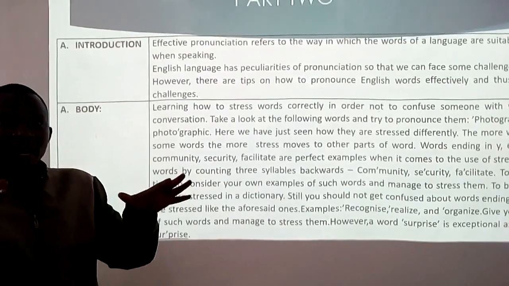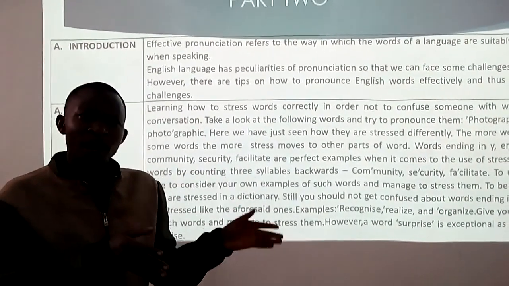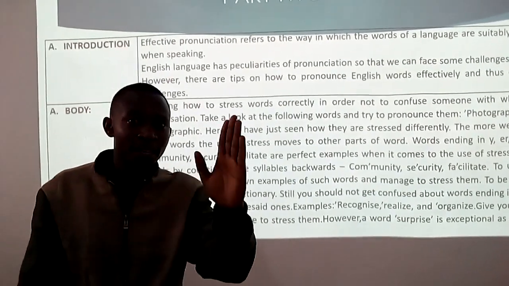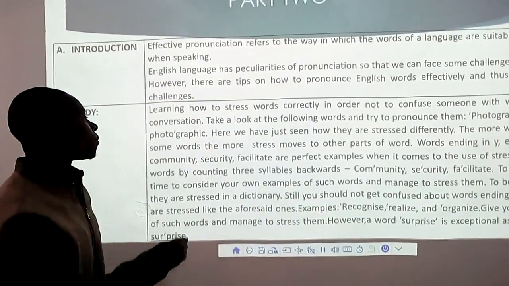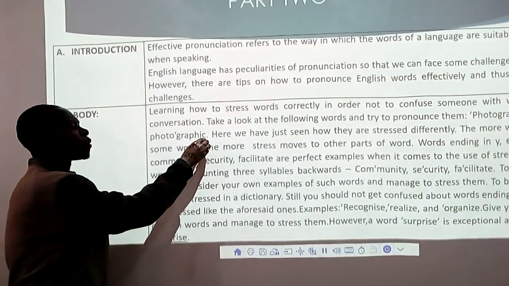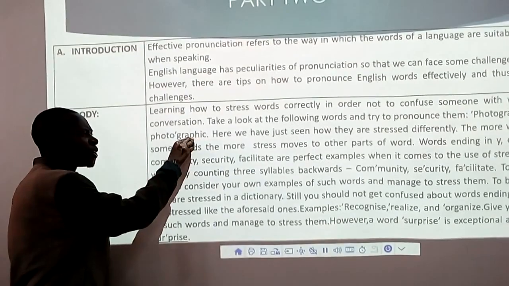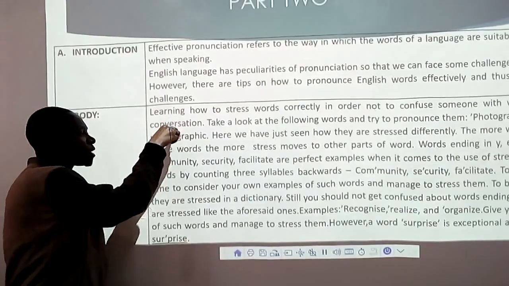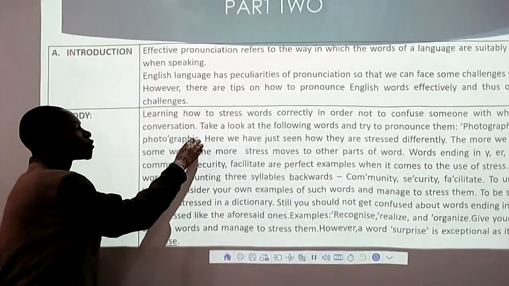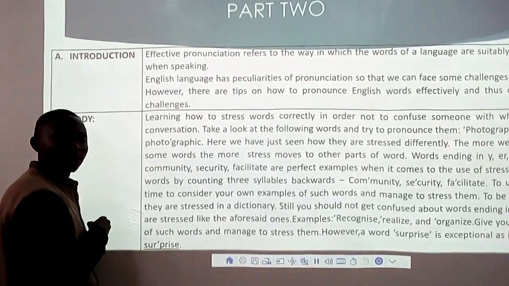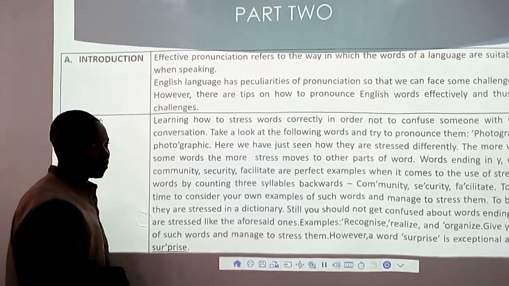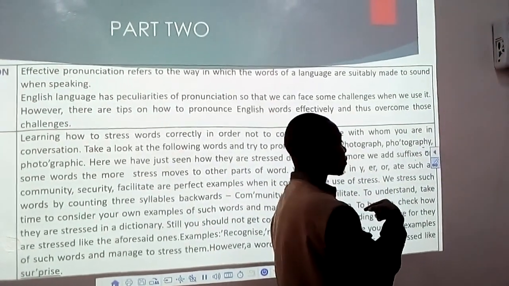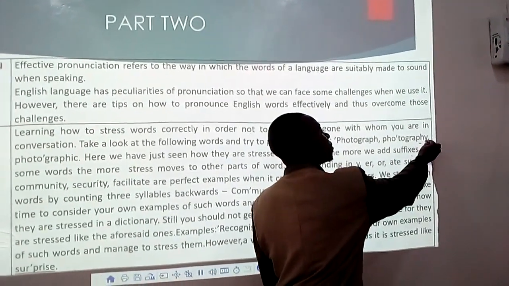Yeah, the expected answers would be like economic, materialistic, geographic, and things like that. Because of it, when you have been given words like this, you count from here, first syllable, then second syllable, then you stress. It's because of this ic. Okay. And here it was 3 syllables backwards. Because of what? Because of this y.